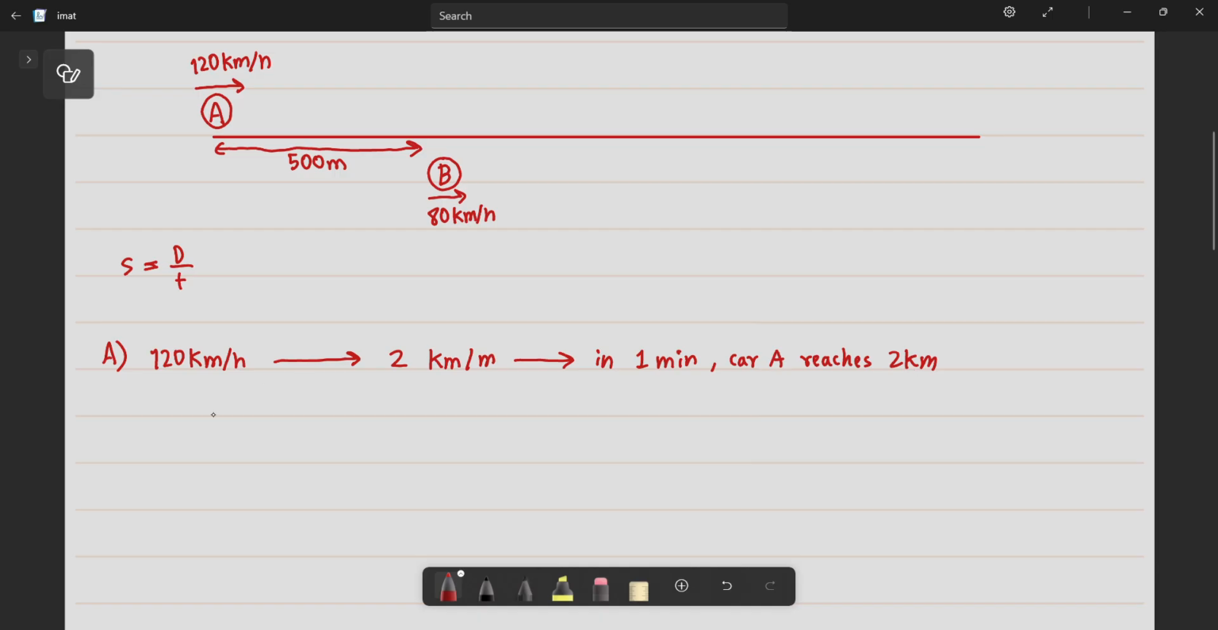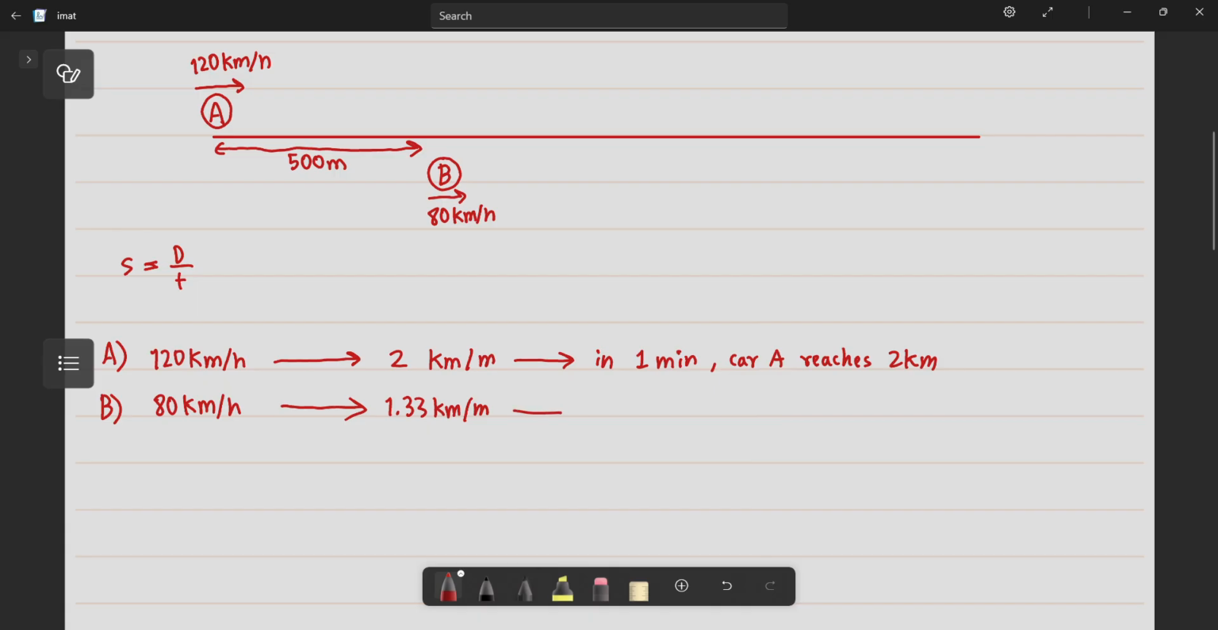Okay, and for car B, we have the speed 80 kilometer per hour. Now we'll use the same method. We are just going to convert this unit kilometer per hour into kilometer per minute. So just divide 80 over 60. We get approximately 1.33 kilometer per minute.